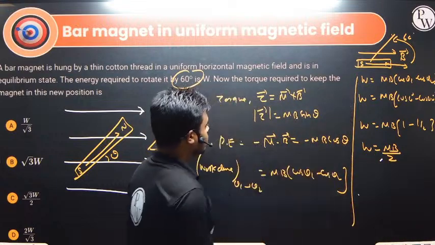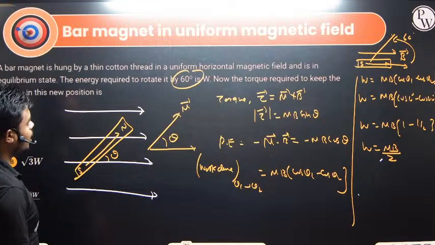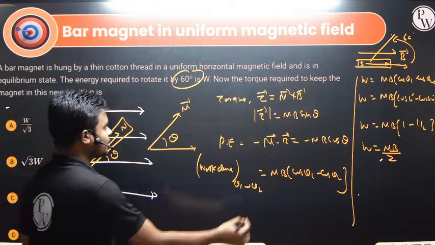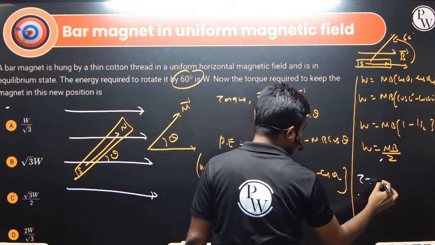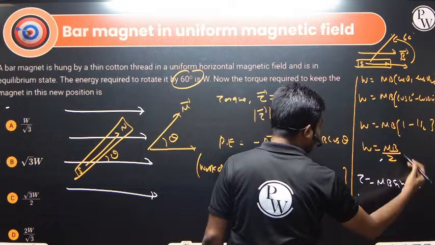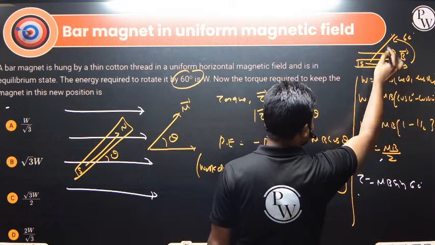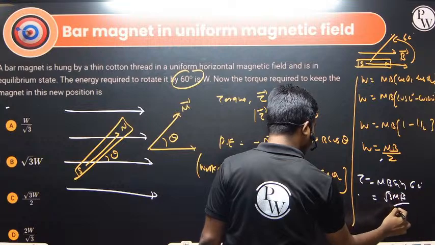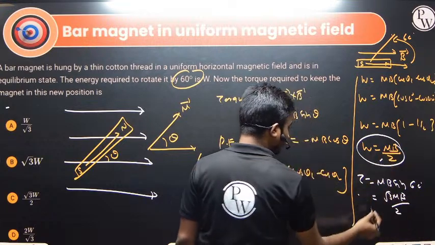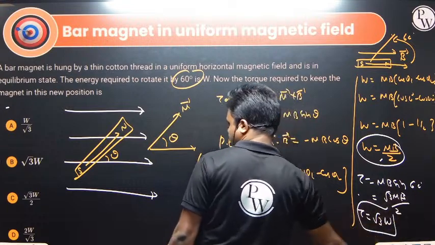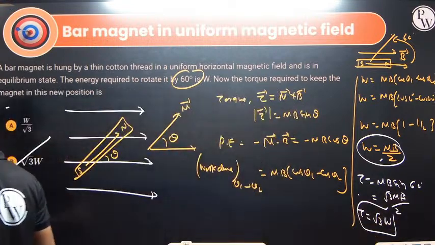Second case: now the torque required to keep the magnet in this position. What is the torque in this particular position? Torque is MB sin θ. What is θ? It has to rotate by 60 degrees, so θ is 60 degrees. So this is root 3 MB by 2. What is the MB by 2 value? W. So the torque is root 3 into W. I hope this is clear.